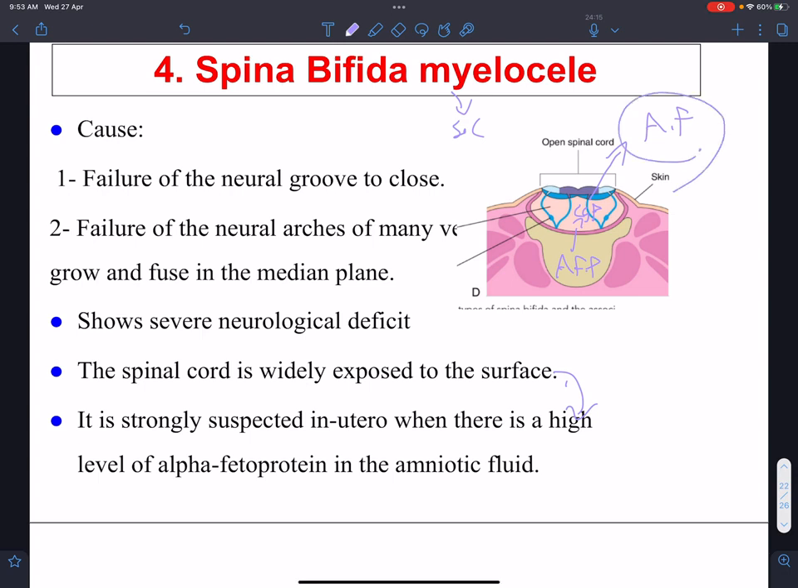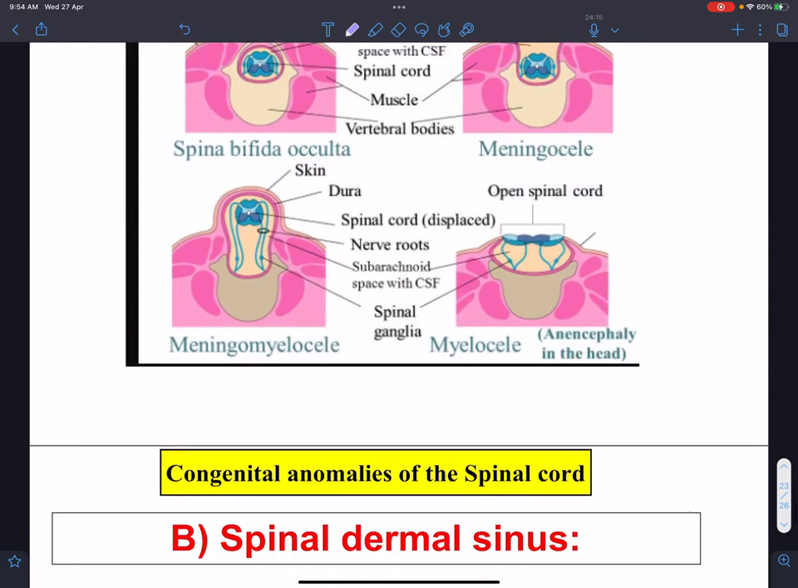So if you do an antenatal or prenatal follow-up, you do amniocentesis from the mother, and you look at the amniotic fluid and you see high levels of alpha-fetoprotein, this is your diagnosis of spina bifida myelocele. This is a guaranteed MCQ. Besides that, it has a severe neurological deficit. But what I just mentioned about the high alpha-fetoprotein level is very important.